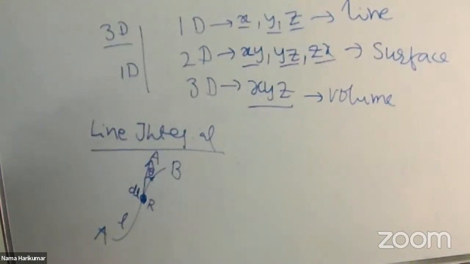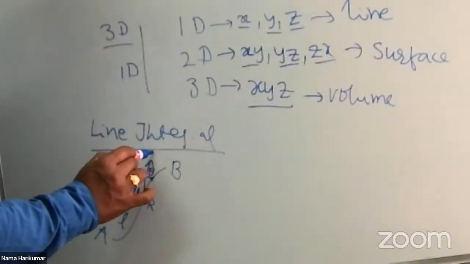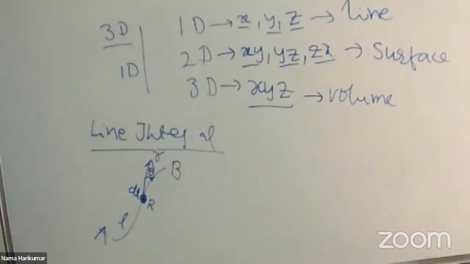Direction is A. For example, the direction is R. We have to assume R. Direction is R, and the magnitude of the point is DL.